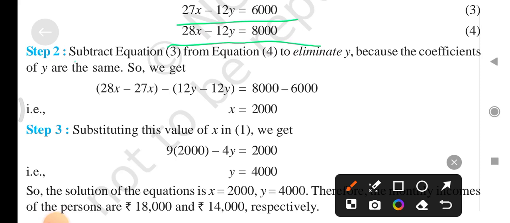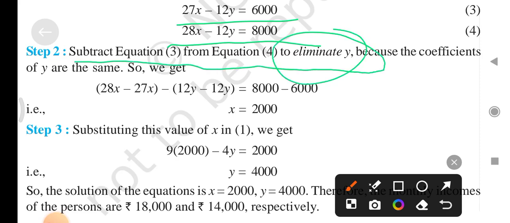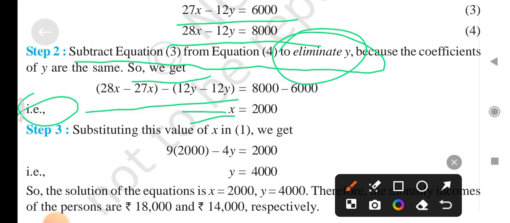Step 2. Subtract equation 3 from equation 4 to eliminate y, because the coefficients of y are the same. So we get 28x minus 27x minus 12y plus 12y is equal to 8000 minus 6000. That is, x is equal to 2000.